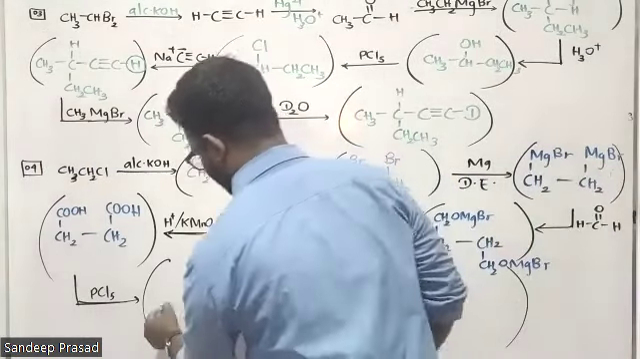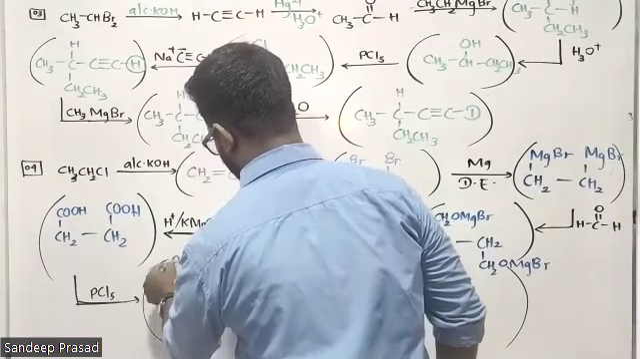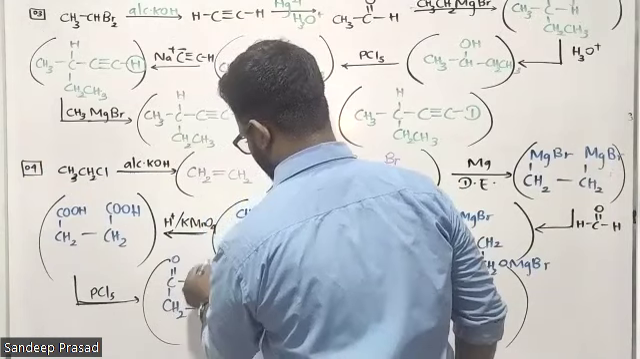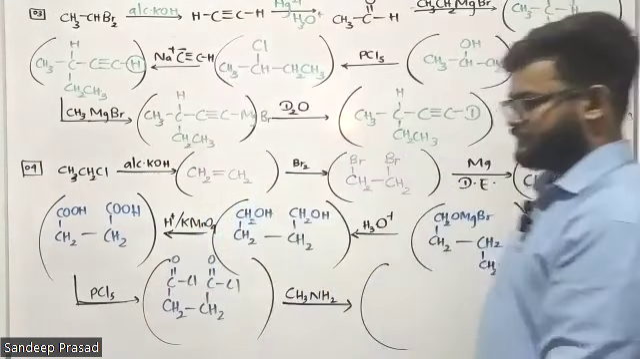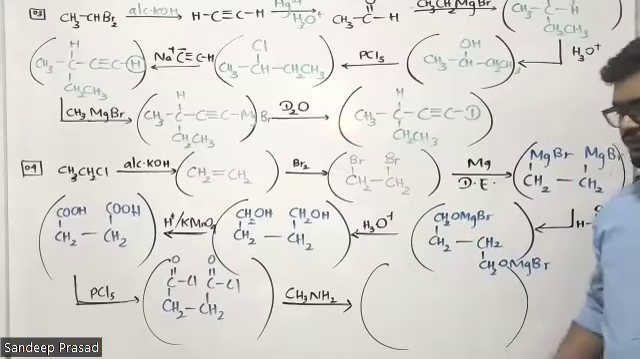We are adding PCl5. Then what will happen? CH2, CH2, C double bond OCl. Here also C double bond OCl. That's why I told you, hereafter everything is repeating again 2 times.